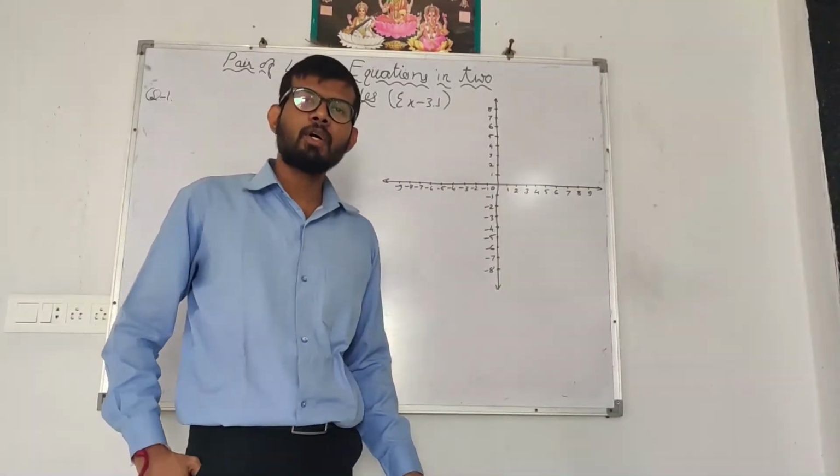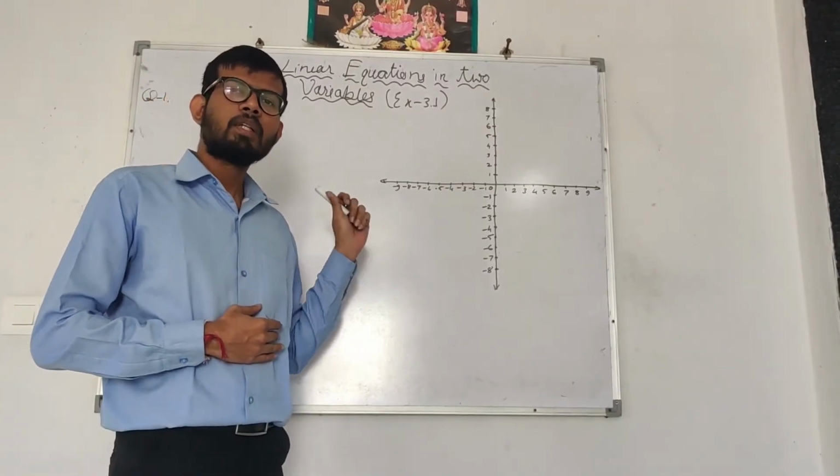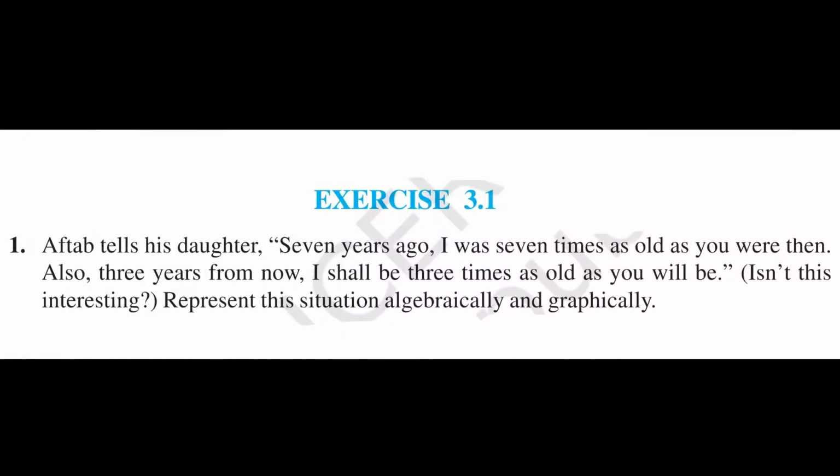Now we have sufficient knowledge to solve the first exercise of this chapter. So the first question of the exercise is: Aftab tells his daughter, 7 years ago I was 7 times as old as you. Also 3 years from now I shall be 3 times as old as you will be. Represent this situation algebraically and graphically.